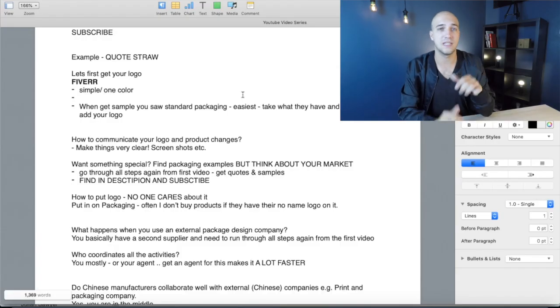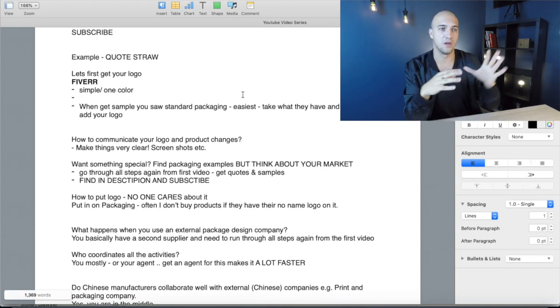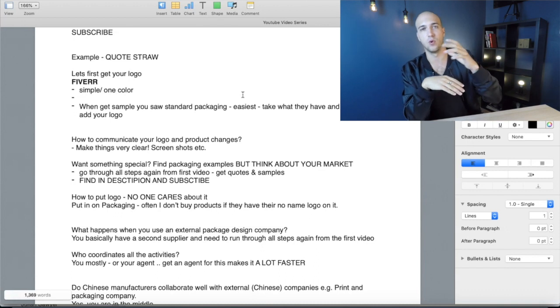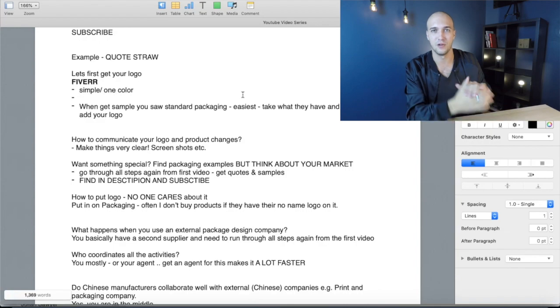Okay. And the very first step here is to see what do you want, right? You want to have a logo. Do you need to have the logo on the product? Do you need to have the logo only on the packaging? What kind of packaging do you want? So you want to do a little bit of research, and it doesn't matter if you start with a logo or start with a packaging, but we're just going to start with the logo right now.